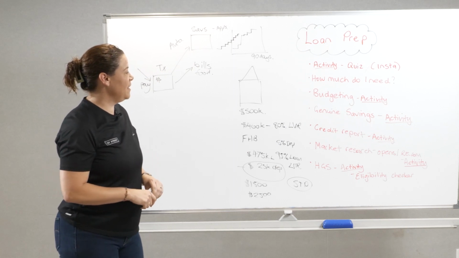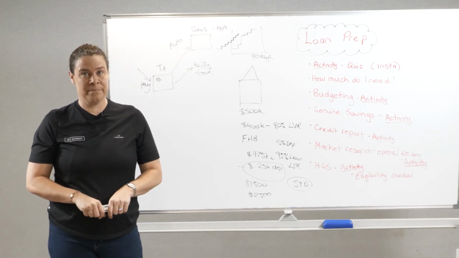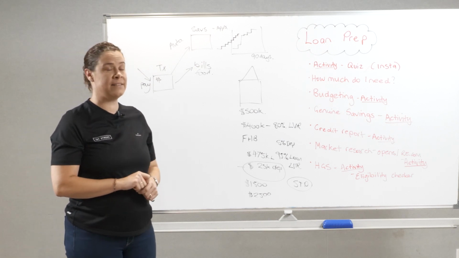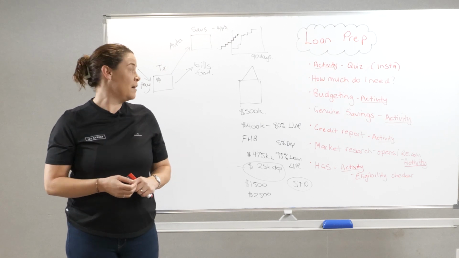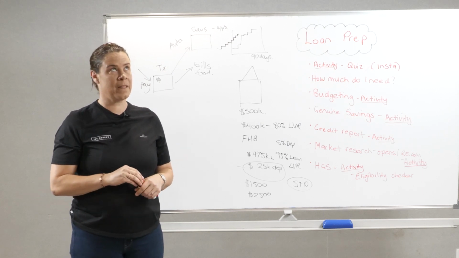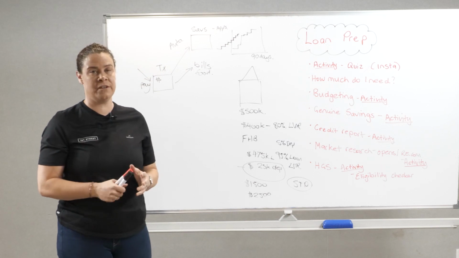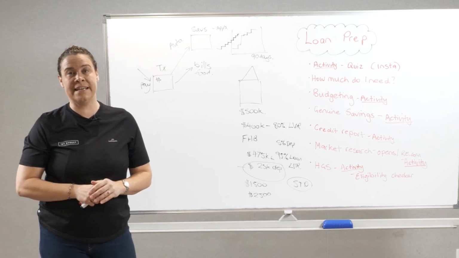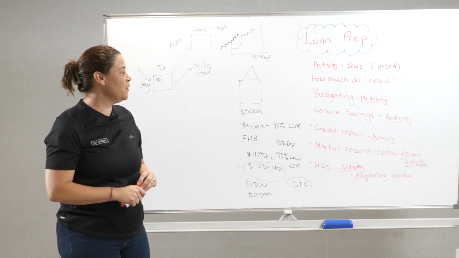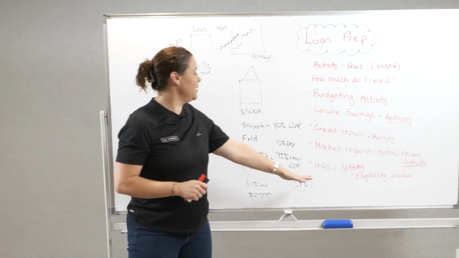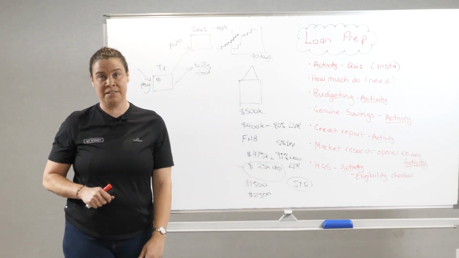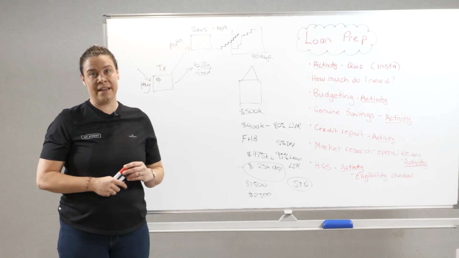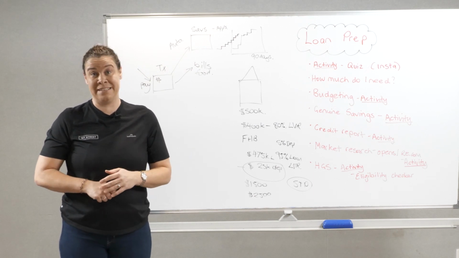So the last activity here is the Home Guarantee Scheme. This is a federal government scheme that first home buyers and single parents and some other criteria, but mainly single parents and first home buyers, can access. It's support, I guess is what you call it, to get into your first home. So on this activity online, there's an eligibility checker. I encourage you to go on there, download that, jump online and check if you're eligible for government assistance.